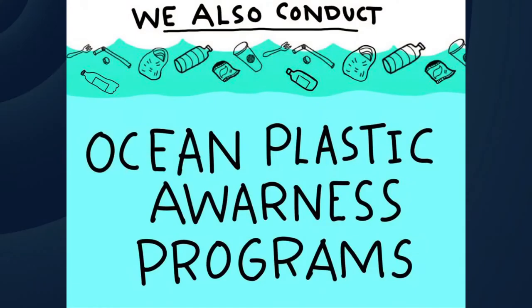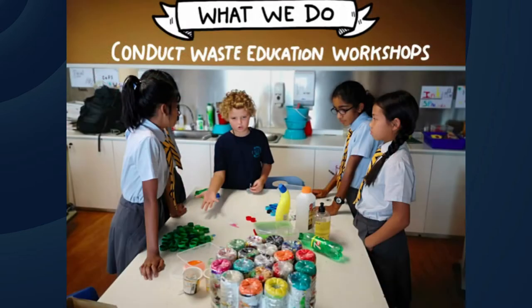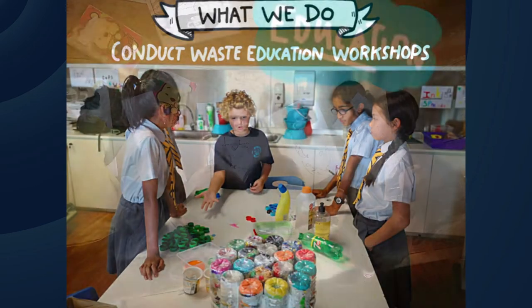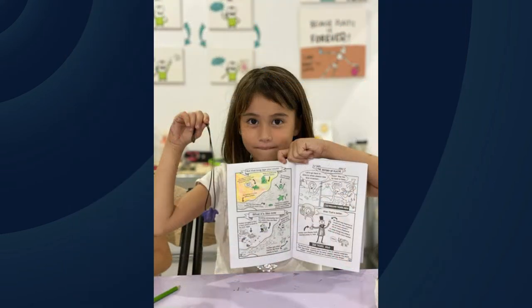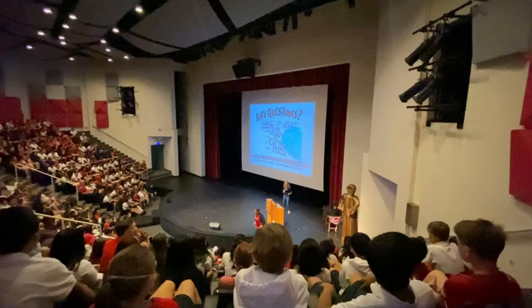The other things that we do to spread awareness is obviously doing education. So we do waste education workshops. We do our plastic education comic book, which we did for World Oceans Day for Schools last year, I think. And I do talks, of course, just like this one. Now, this is the part that I was talking about before. So what can you guys do to help make a difference and start becoming an activist?